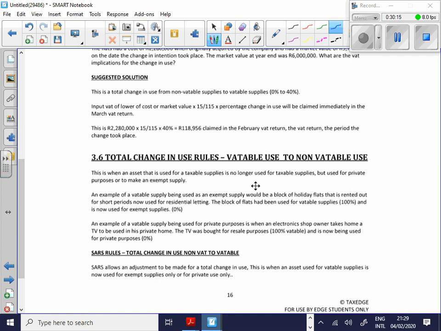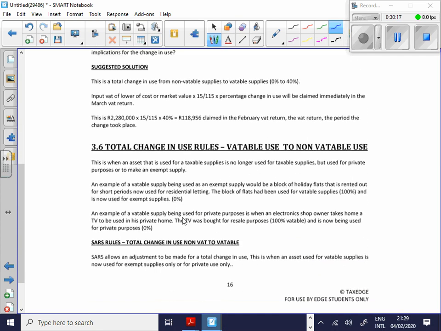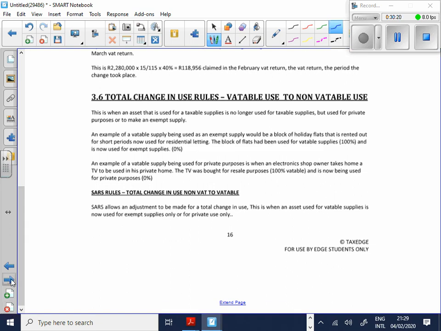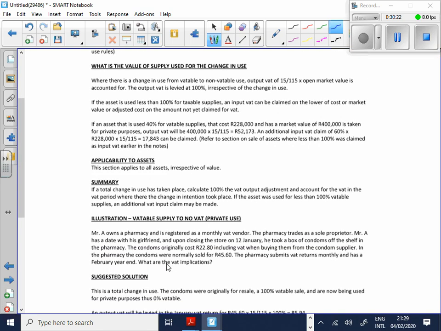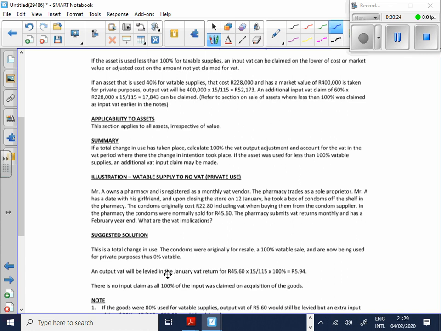Okay? Guys, VATable use to non-VATable use is slightly different. I just want to show you an example because there's something that is going to be there that you're not going to expect. So it says, Mr. A owns a pharmacy and is registered as a monthly VAT vendor. The pharmacy trades as a sole proprietor. Mr. A has a date with his girlfriend, and upon closing the store, bought condoms off the shelf. The condoms originally cost $22.80. The pharmacy condoms normally sold for $45.60. Pharmacy submits returns monthly and has a February year end.